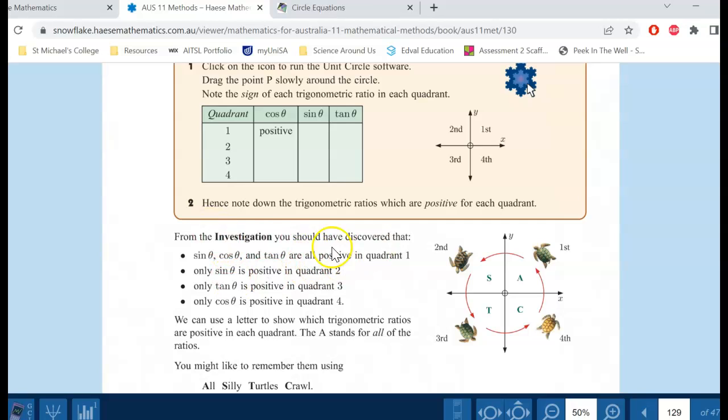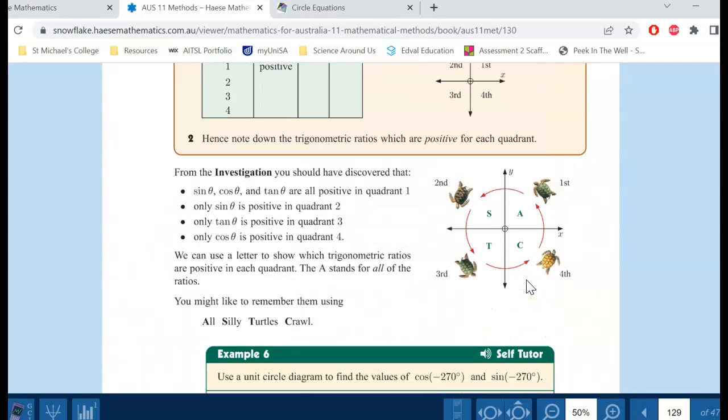So in that little investigation, we should have discovered that sine, cos, and tan theta are all positive in quadrant 1. Only sine is positive in quadrant 2. Only tan is positive in quadrant 3. And only cos is positive in quadrant 4. And they come up with a bit of a mnemonic for you to remember that. All silly turtles crawl. So all of them are positive in quadrant 1. Only sine values are positive in quadrant 2, only tan values are positive in quadrant 3, and only the cos values are positive in quadrant 4.